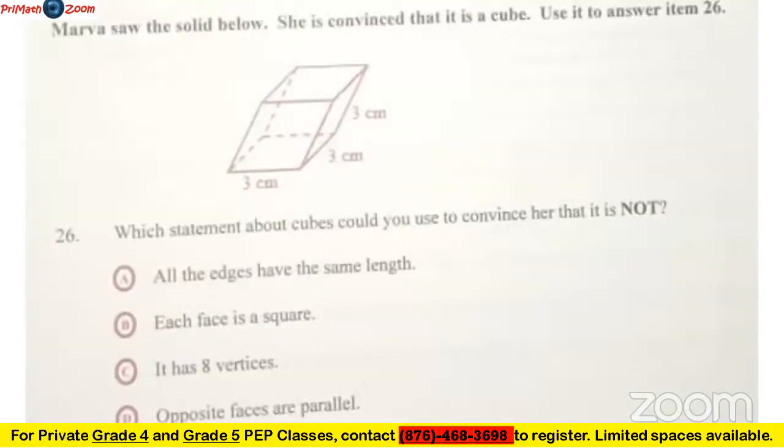All right, Marva saw the solid below. She's convinced that it is a cube. Use it to answer item 26. Which statement about cubes could you use to convince her that it is not a cube? All of the edges have the same length.